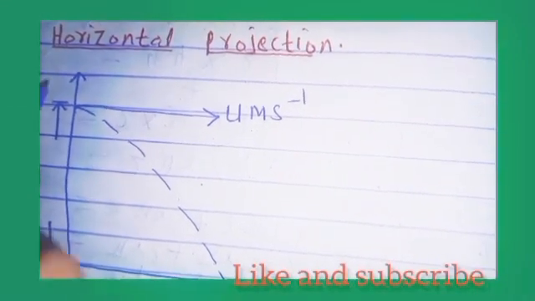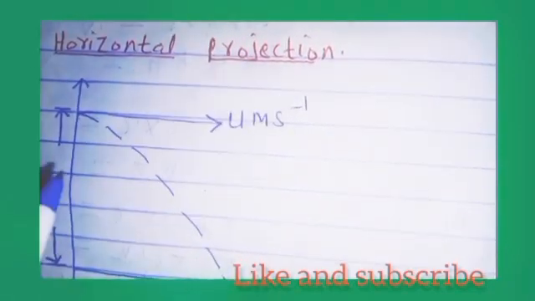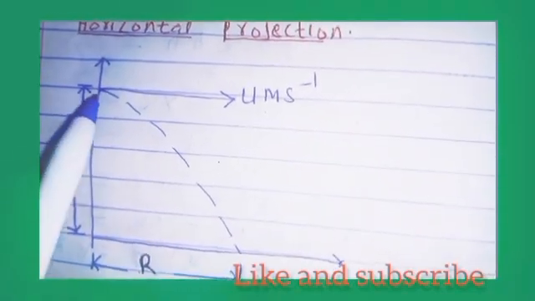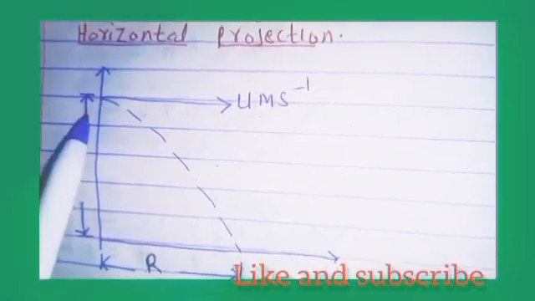Hello my fellow scientists. In this video, I want us to consider horizontal projection. We are considering a body which is initially projected with a horizontal velocity u meters per second. So as this body moves in the air, it is going to trace a curve.